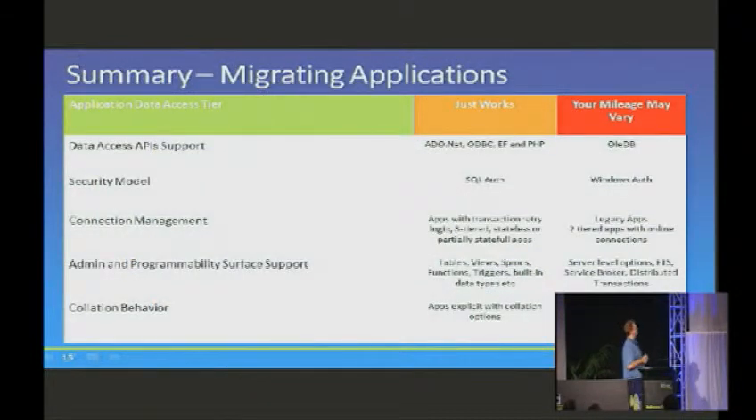So just to summarize really quickly as far as what works and what, your mileage may vary. From an API support standpoint, we have things like ADO.NET, security models with SQL Auth, and adding retry logic to your connection management. We talked a little bit about what database-level functionality is supported, what server-level functionality is not supported, and different ways of dealing with collation.